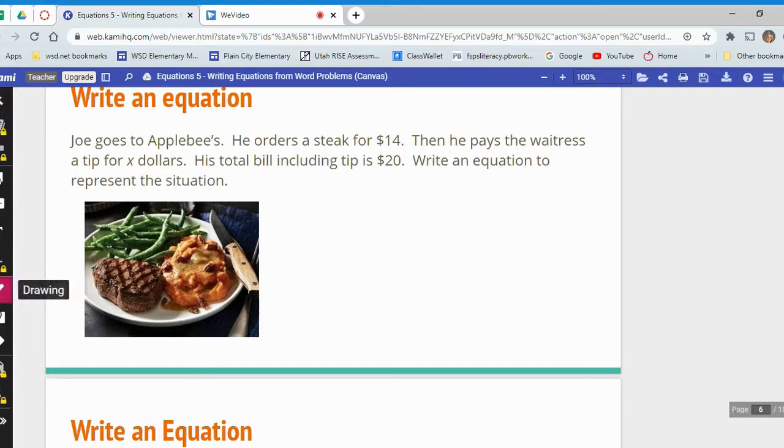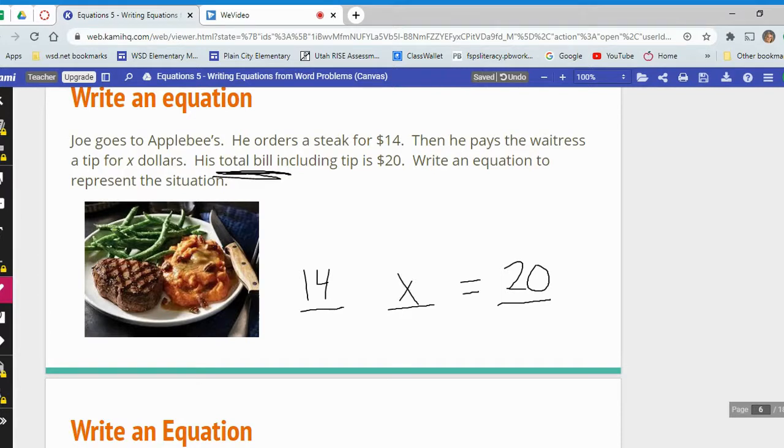Kind of like that one on Mount Rainier in Shasta. We know we're going to fill in these things, right? Now, do we know the end result? Yeah, because it tells us right here the total bill. That's what's going to happen at the very end, it's going to be 20. Then think about it in real life. He orders a steak for $14, so he knows he has to pay 14 no matter what. Then he pays the waitress a tip, but we don't know how much, so that happens next.